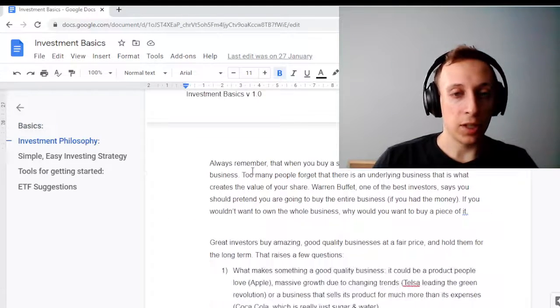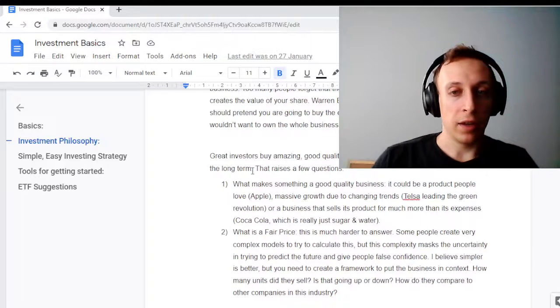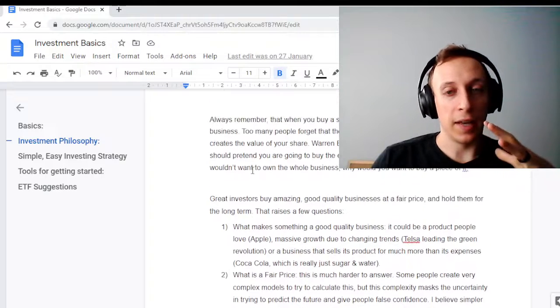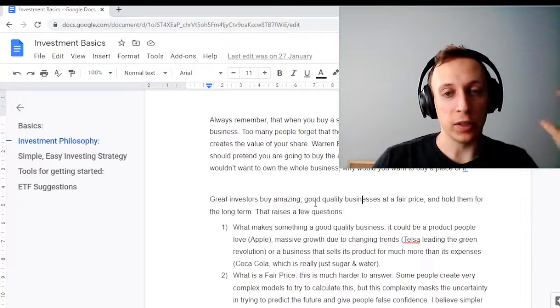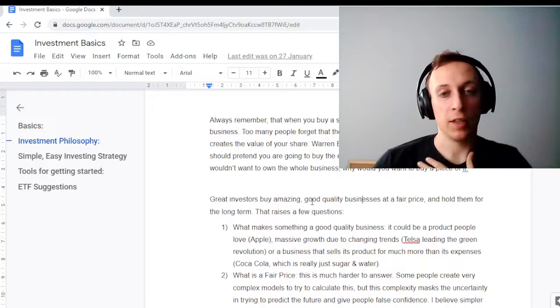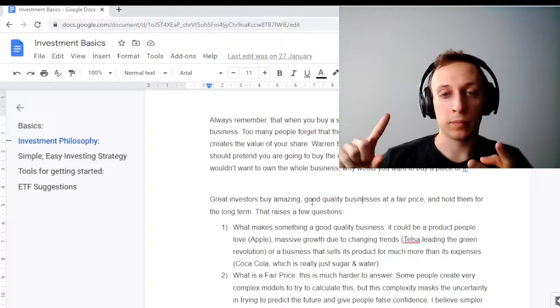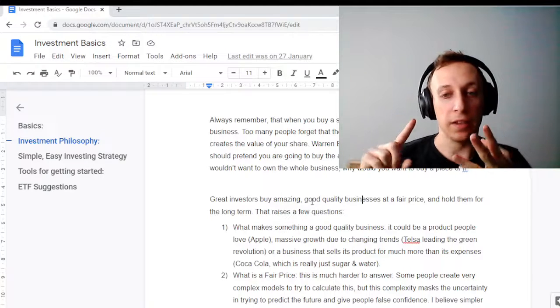Okay, so now let's talk about investment philosophy. Great investing is about buying amazing, high quality businesses at a fair price and holding them for the long term. That's my philosophy. The three things I look at: Is it a great business? Does it have tailwinds? And is it a fair price?